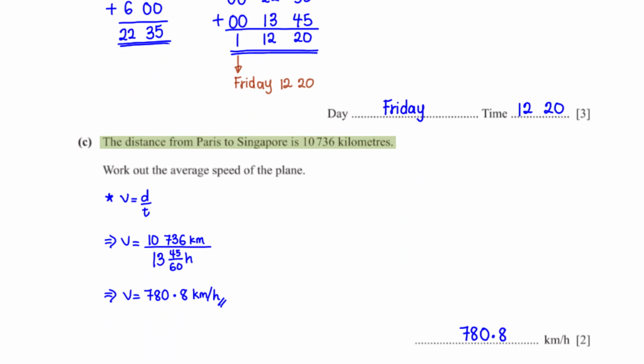The distance from Paris to Singapore is 10,736 kilometers. Work out the average speed of the plane. Here is the formula for finding the average speed. The distance d has been given as 10,736 kilometers and the time duration t has been given as 13 hours 45 minutes. We divide 45 by 60 to convert it to hours. When we type this into the calculator, we get 780.8 kilometers per hour.